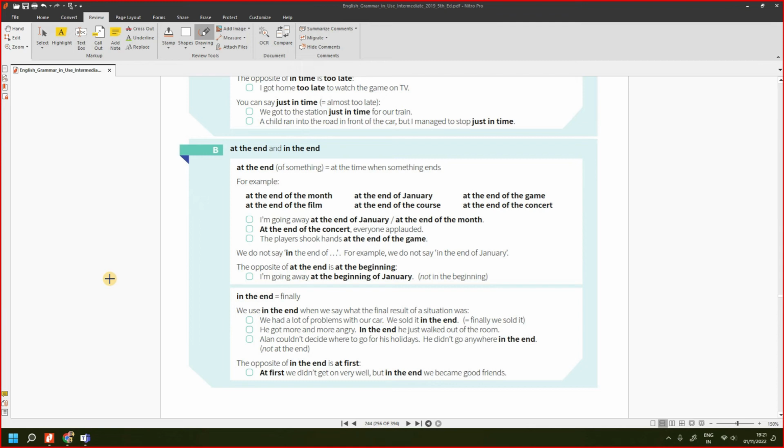Okay. Now, in the end means finally. But what is the difference between at the end and in the end then? At the end means just about when something is going to end, the time when it is about to end, you can use at the end.